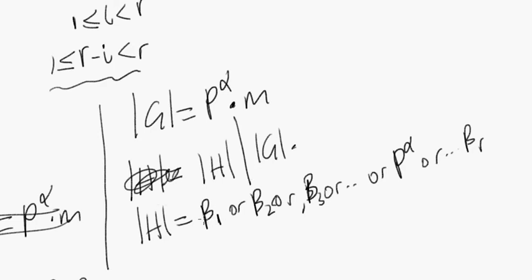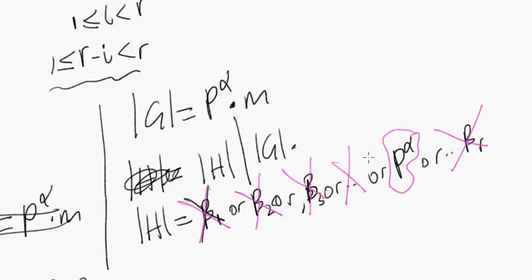Suppose we show that the order of H cannot be beta 1, and the order of H cannot be beta 2, and the order of H cannot be beta 3. It can't be any of the other possibilities. Wouldn't that necessarily tell us that the order of H has to be p to the alpha? So maybe this is one strategy. We find a subgroup for which none of the other divisors work except for p to the alpha.